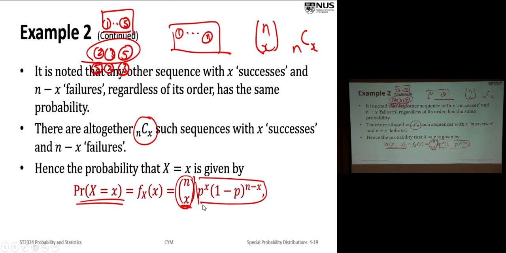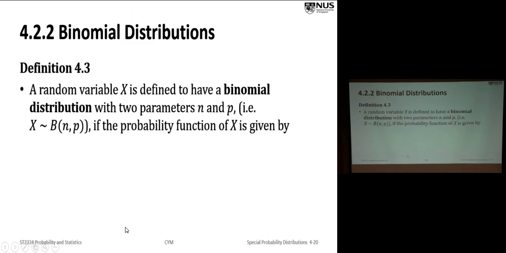All right. So this is the probability function for a binomial distribution where x equals 0, 1, 2 up to n, and 0 otherwise. This is what we call the binomial distribution, and the 2 parameters are n and p. Different n and different p will give you different binomial distributions. A special case is when n equals 1. That means I only consider 1 trial. That will become a Bernoulli distribution.